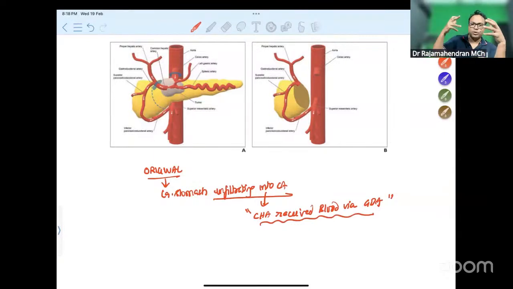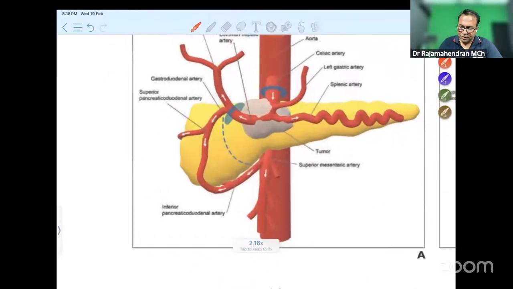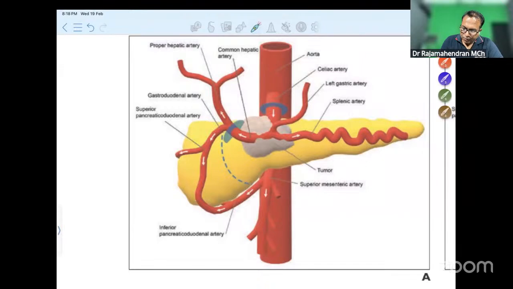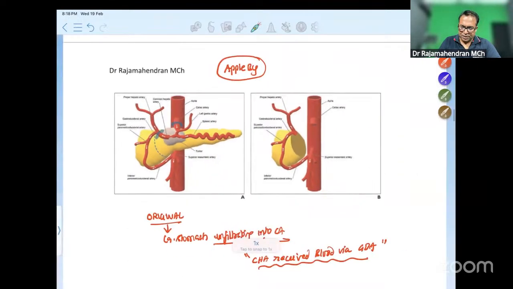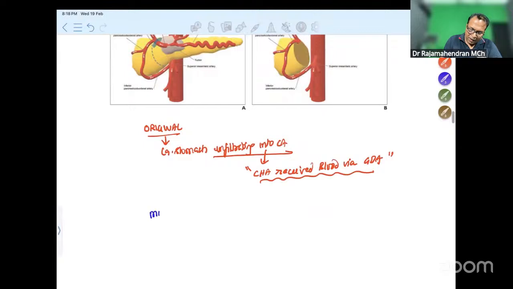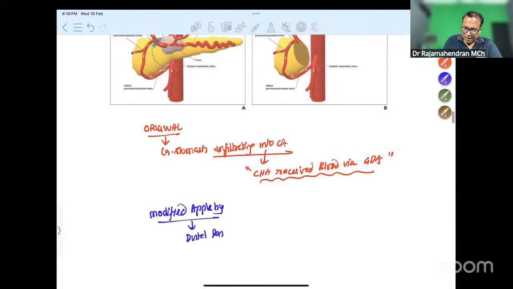So after the cancer stomach operation, if you resect the celiac artery, the only important artery now is the common hepatic artery. Now the common hepatic artery will receive blood supply in a retrograde direction from the SMA through the inferior pancreaticoduodenal and superior pancreaticoduodenal to the gastroduodenal artery, which will supply the hepatic arteries. That is the plan. So when you resect the celiac artery, the same concept was modified into the modified Appleby. Modified Appleby is done for distal pancreatic cancers infiltrating into the celiac artery, not for head of pancreas.